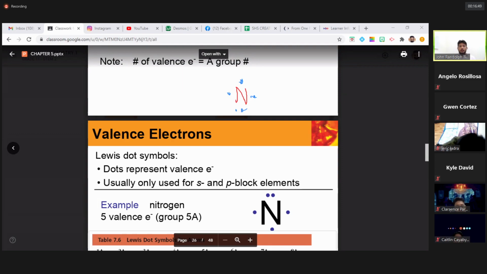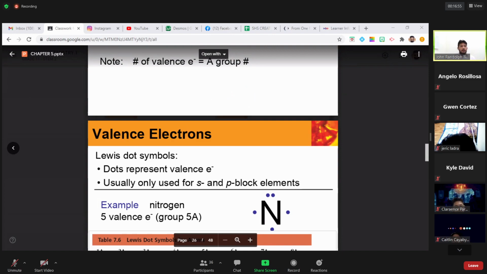Okay, so how about if we have, let's just say, sa group 7, kung group 7 na element, give me an element na belongs sa group 7, guys. Na part ng P block. Give me an element na part ng group 7.